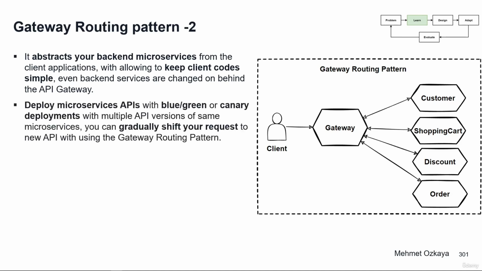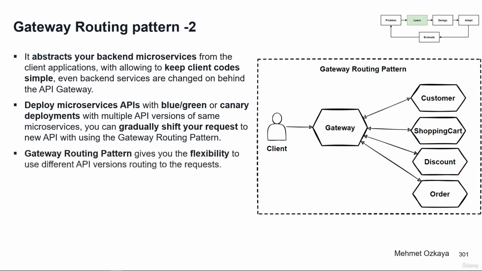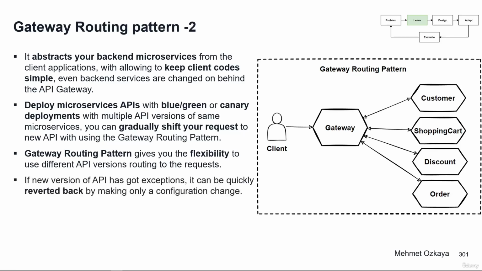Also, this pattern can be very useful when you have multiple API versions of the same microservices. That means if you deploy your microservices APIs with Blue, Green or Canary deployments, you can gradually shift your requests to the new API using the gateway routing pattern. The gateway routing pattern gives you the flexibility to route requests to different API versions. If the new version of the API has exceptions, it can be quickly reverted by making only a configuration change at the API gateway.